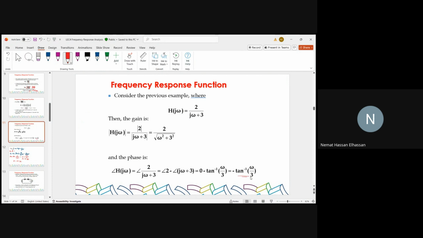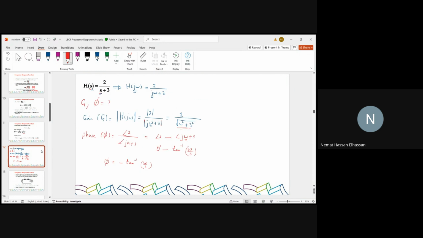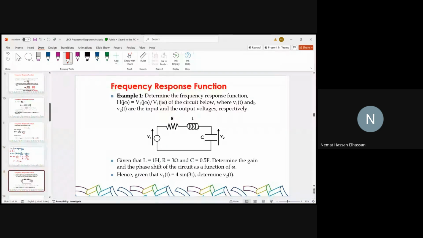So up till this point, are we clear? We just learned how to convert from a Laplace transfer function to a frequency response by replacing every s by j omega. And we've also experimented with how we can calculate the gain and the phase of this frequency response. Up till this point, do we have a question? Is it clear to everyone? Yes, it's clear. Okay. So let's have another example. Let's look at this circuit over here.